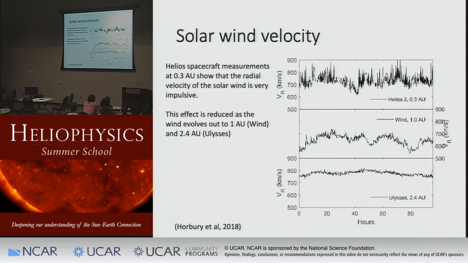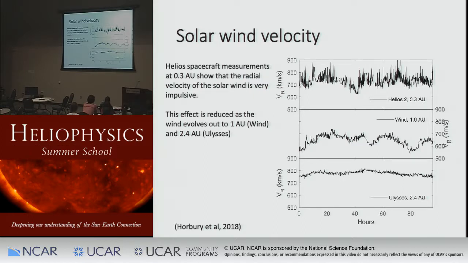Okay, so this is a recent work by Tim Horbury, and what he did was look at, so this is the Helios spacecraft at 0.3 AU, the WIND spacecraft at 1 AU, and Ulysses spacecraft at 2.4 AU. And he's looking at high-speed solar wind. So this is the fast solar wind, and this is just the radial velocity, the outward velocity of that plasma. And what you see is that when you're far from the sun, it looks pretty steady, right? This is 2.4 AU. It's a pretty steady wind. When you're at 1 AU, it's more variable, but still relatively steady.